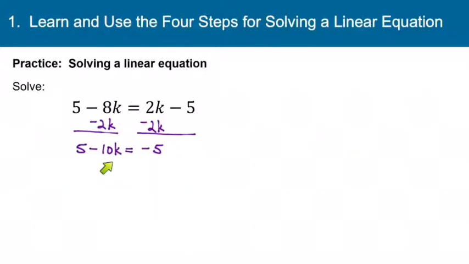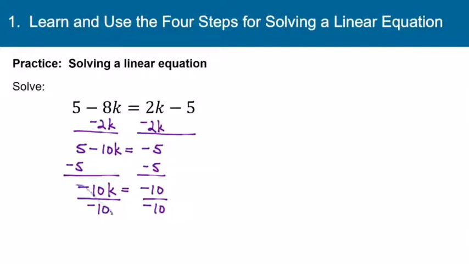Now we want to isolate the variable term, so we will eliminate this positive 5. I'll put minus 5 on each side. That's going to give us negative 10k equals negative 10. And now notice that in order to isolate the k, we'll have to divide both sides by negative 10. So that's going to give us, again, k equals negative 10 divided by negative 10, which is positive 1. So you see we got the same solution even though the steps look a little different.